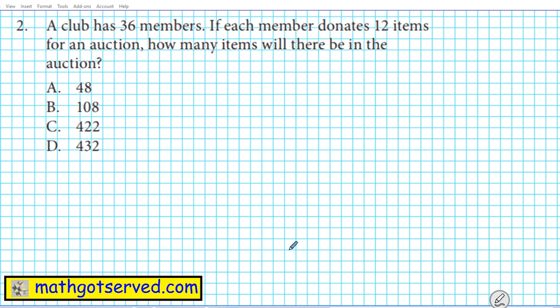Okay, let's take a look at question number 2. It reads, a club has 36 members. If each member donates 12 items for an auction, how many items will there be in the auction?